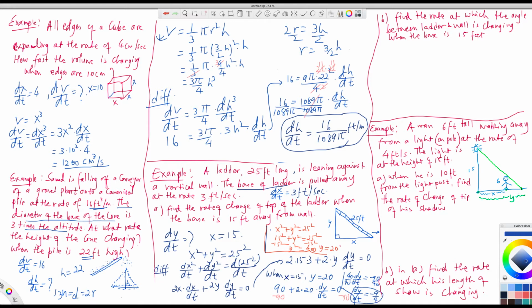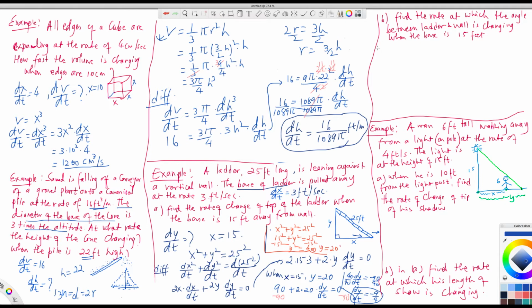You see that? The rate of change of the height is negative, meaning that y is decreasing. Whenever the ladder slides away from the wall, this height will be decreasing because it will fall down, right? It is decreasing at a rate of negative 9 over 4, which is negative 2.25 feet per second. Okay, that is one question.